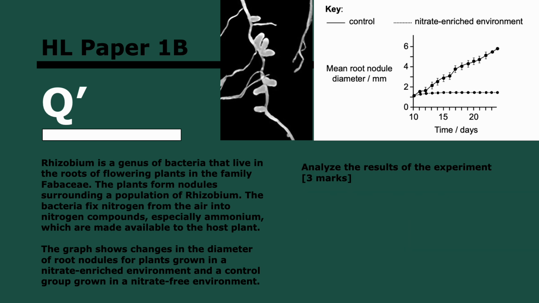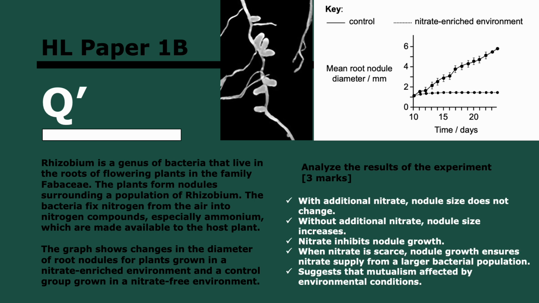So next question, analyze the results of the experiment. So 3 marks, so take your time, but 3, 2, and 1. All right, so obviously, when you increase the nitrate, the nodule size does not change. That's this line here. Without additional nitrate, though, it does increase. So nitrate is obviously inhibiting nodule growth.